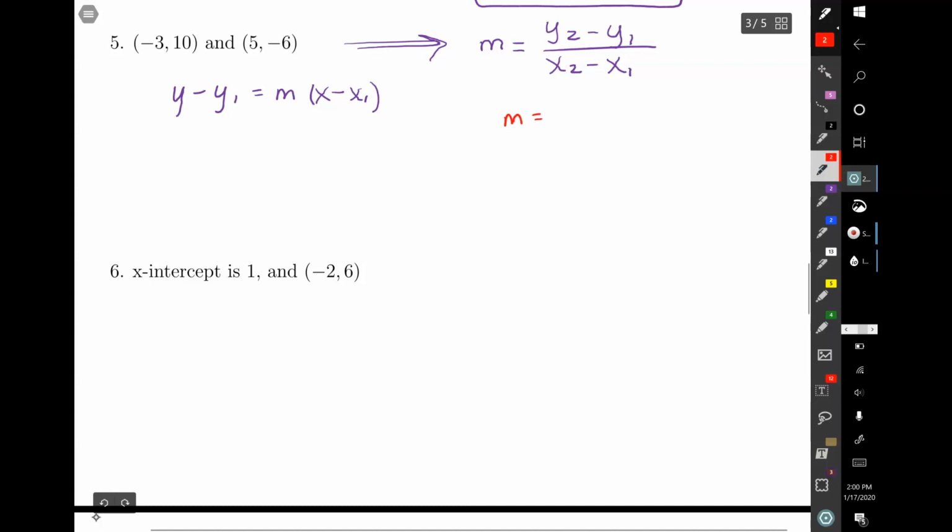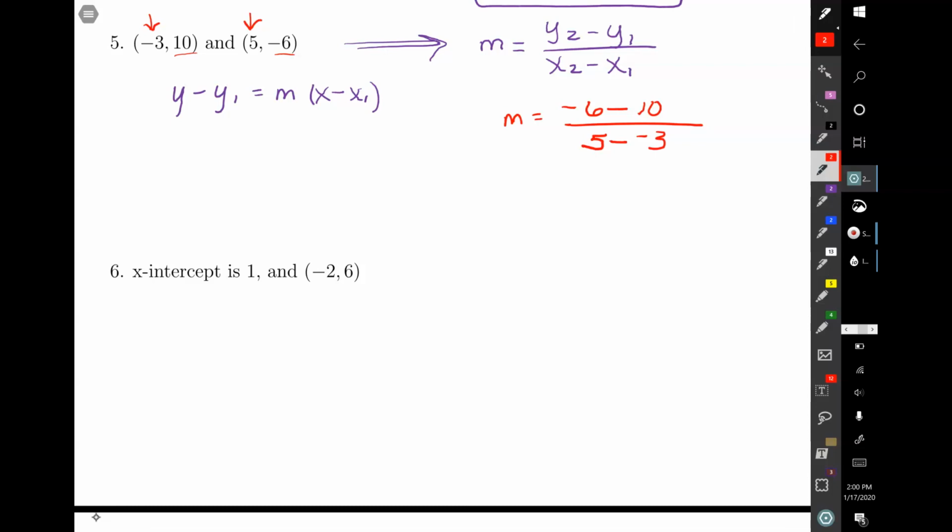M equals, so my y sub 2 is actually negative 6, minus y sub 1 is 10, all divided by x sub 2 is 5. Make sure you get them lined up right. And minus negative 3, so I have that double negative there. I'm going to change that to plus right off the bat. And then my slope comes out to be negative 16 divided by 8, which equals negative 2, which is a little nicer to work with than a fraction.